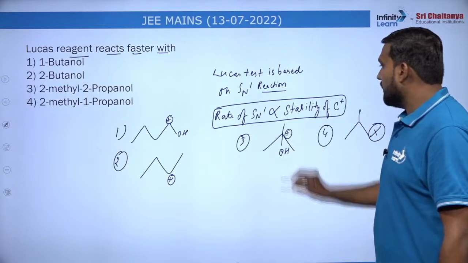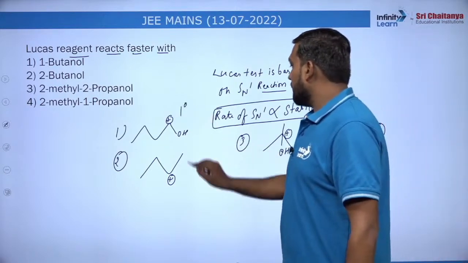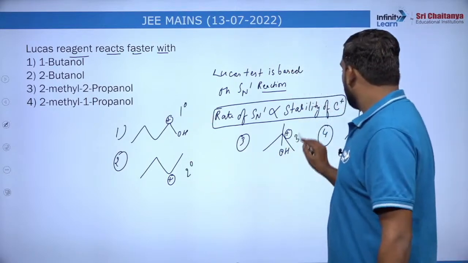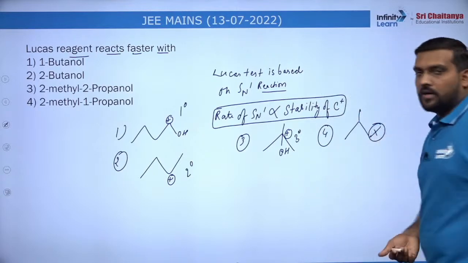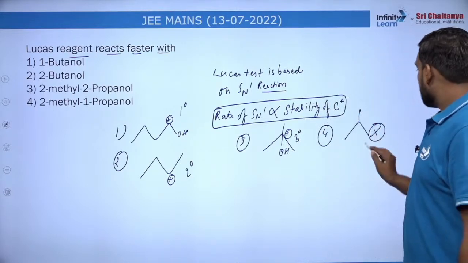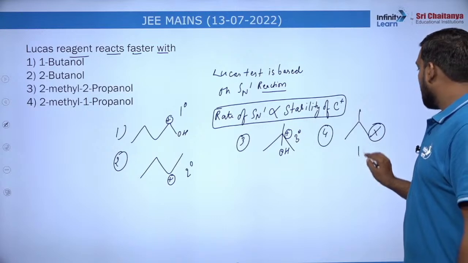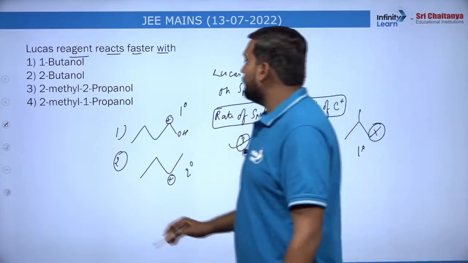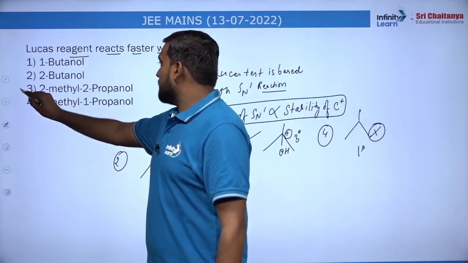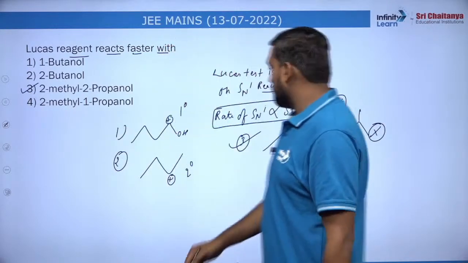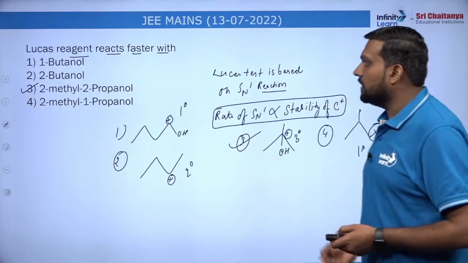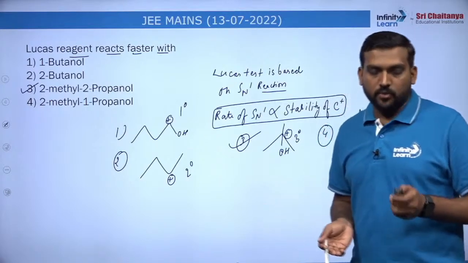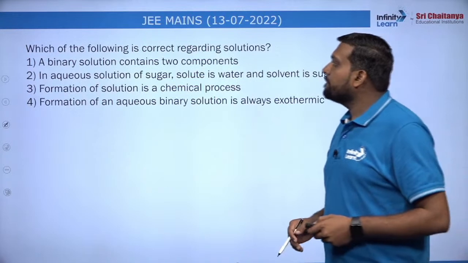So this is the 3 degree. This is a 1 degree carbocation, this is a 2 degree carbocation, this is a 3 degree carbocation, and this is again a 1 degree carbocation. It is totally clear that the 3 degree will be more stable, so the rate of Lucas reagent will be maximum in option number 3. So this is the correct answer, option number 3. I hope the concept and the question are clear to you all. Okay, moving to the next question.